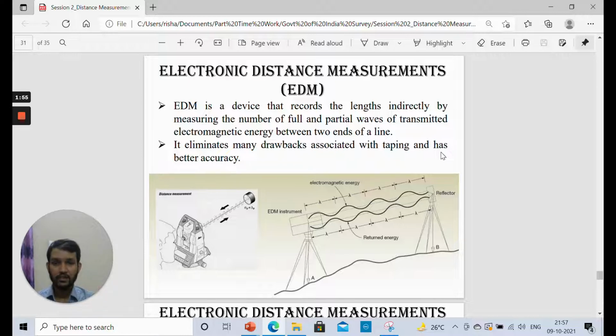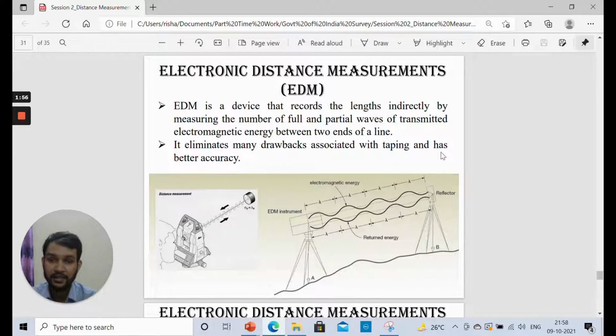So this is the simple technique that EDM instruments follow, and the best part is that most of the errors of taping get eliminated, because you don't need to apply any tension or check whether the tape is hanging or not. No need to check for tension or sagging, no effect of temperature, no erroneous lengths, and no human errors in counting or recording readings, because all the calculation work is done by the EDM device.